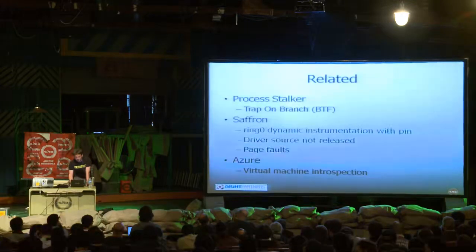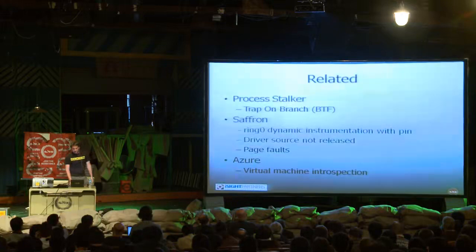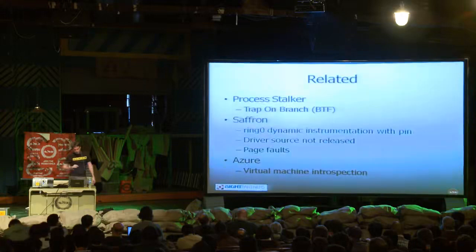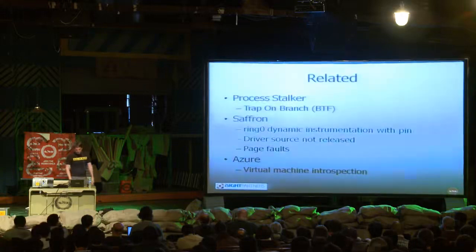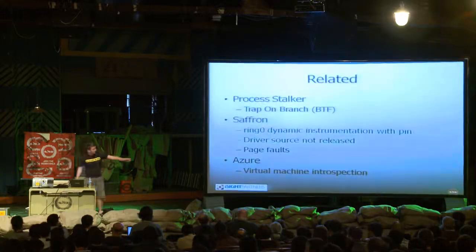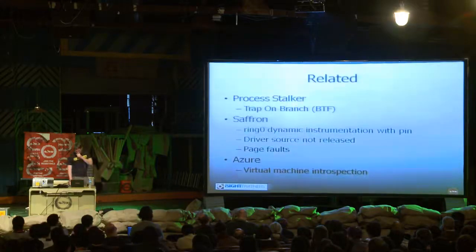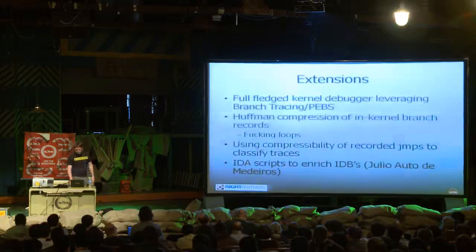Cool stuff. Pedro Mamini's process Docker, Chaplon branch, is kind of slow. Malware can easily detect that. Saffron is ring 0 dynamic instrumentation using pin, so it takes pin into the kernel. It uses page faults to allow it to call back to its own code. And there's this cool thing called virtual machine introspection that everyone's been talking about the past 5 years. There's something called Azure, by guys from Dembala, but it's not open source.